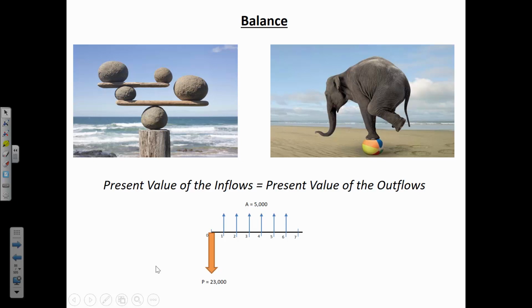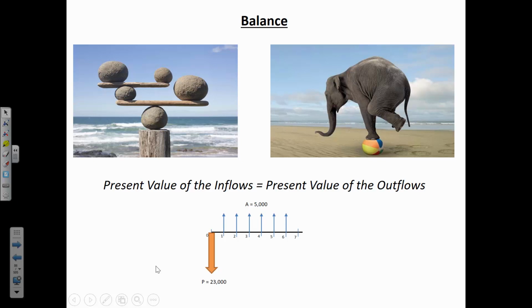But when are the inflows? They're in the future. So is this $5,000 in year 6 worth $5,000 equivalent dollars in year 0? No, because of inflation, because prices are inflating. The value of that future money isn't the same as the present value money. So it's not just as easy as saying $30,000 is more than $23,000, so it's not in balance, because we have to consider the timing of it.